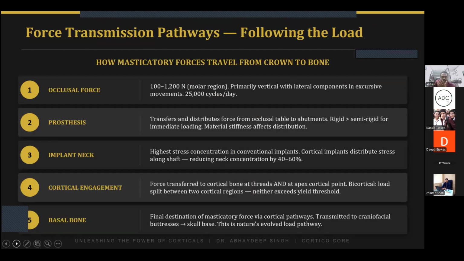Okay, so this I have explained. Occlusal forces from the teeth go into the prosthetic area, the abutment area, and then finally end up in the implant neck. If there are threads in the implant neck area, they will distribute the stress along the threads in the alveolar bone only. If there are threads in the cortical area only, and there is only a plain shaft in the alveolar bone, no stress distribution is going to be there in the alveolar bone.